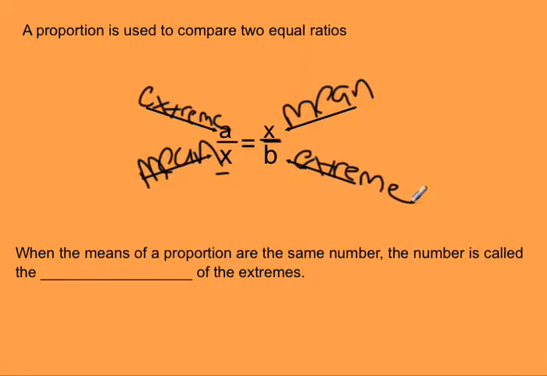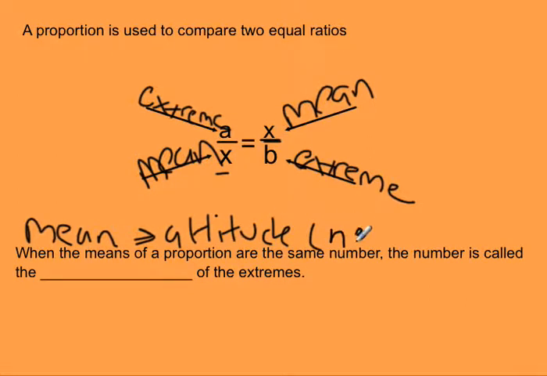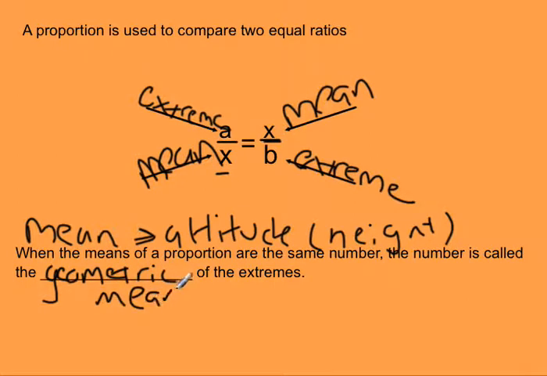Let's take a look at this. The mean, in general, when we talk about it, means the altitude or the height, so I'm going to put that in parentheses. When the means of a proportion are the same number, the number is called the geometric mean of the extremes. That's what we're going to be learning to calculate today.